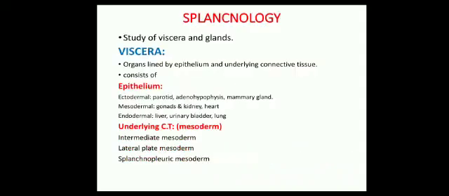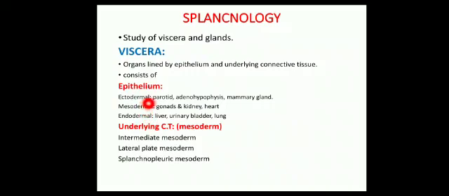So, first of all, you should know what is splanchnology. It is the study of viscera and glands. What are viscera? The organs lined by the epithelium with underlying connective tissue. The epithelium can be ectodermal, mesodermal or endodermal in origin.